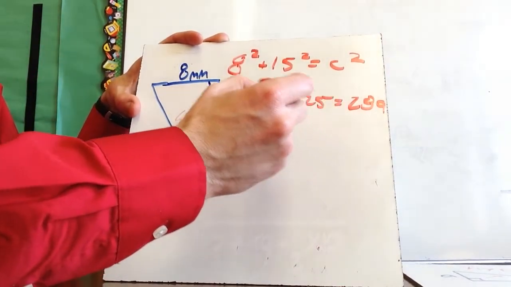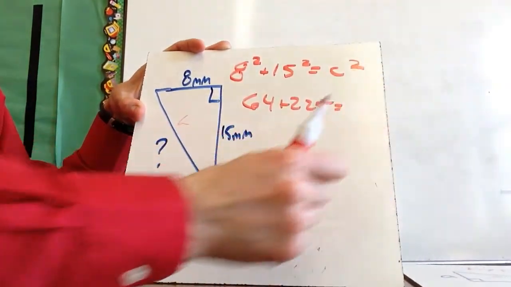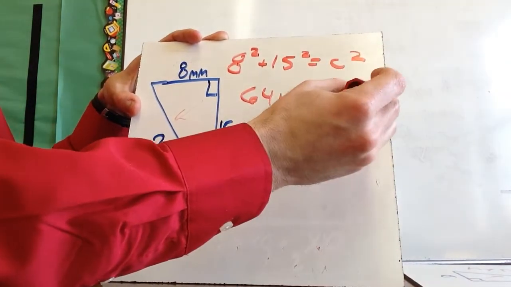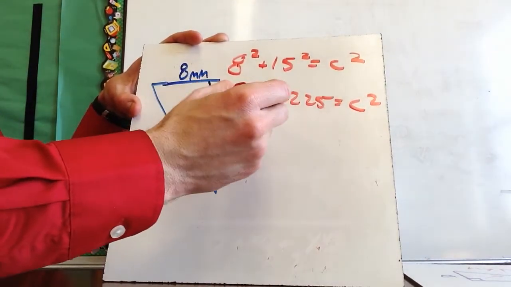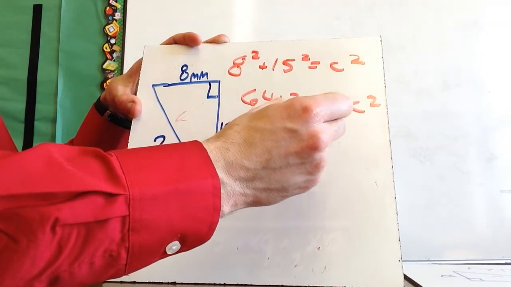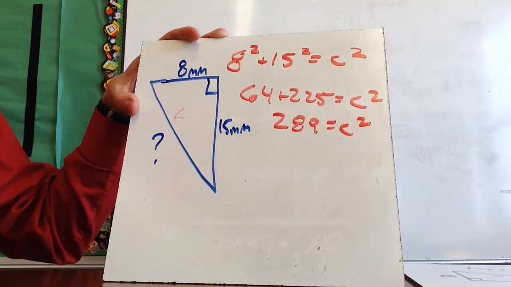Sorry, I shouldn't have done it that way. I apologize. It should be c squared. Right, we'll keep it as an algebra problem. Then when I simplify this, this is 289 equals c squared. This is probably a better way of looking at it.